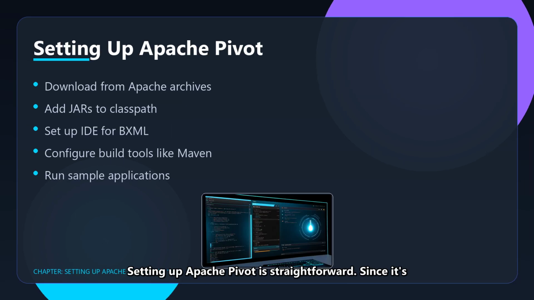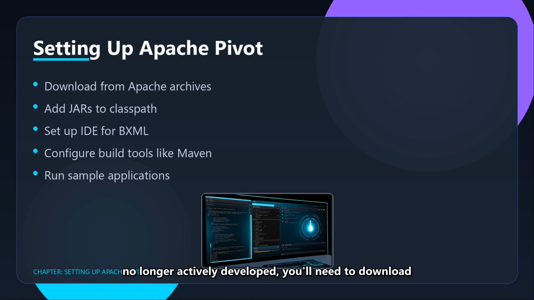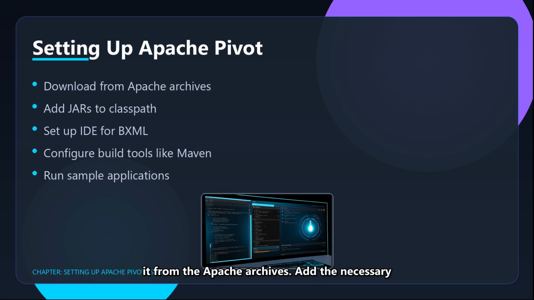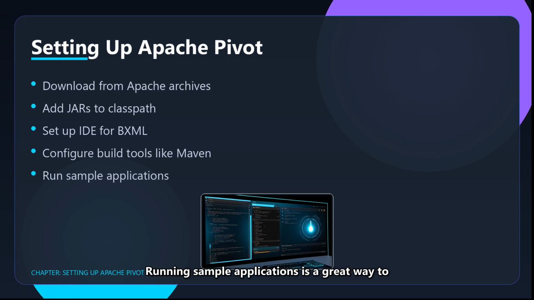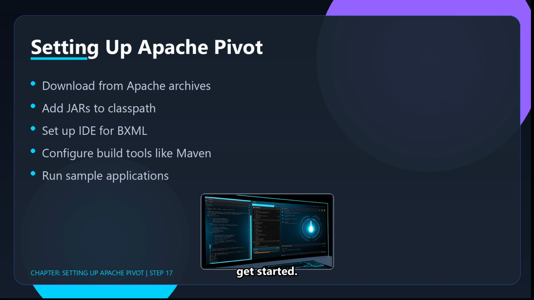Setting up Apache Pivot is straightforward. Since it's no longer actively developed, you'll need to download it from the Apache archives. Add the necessary JARs to your class path, configure your IDE for BXML, and set up build tools like Maven. Running sample applications is a great way to get started.